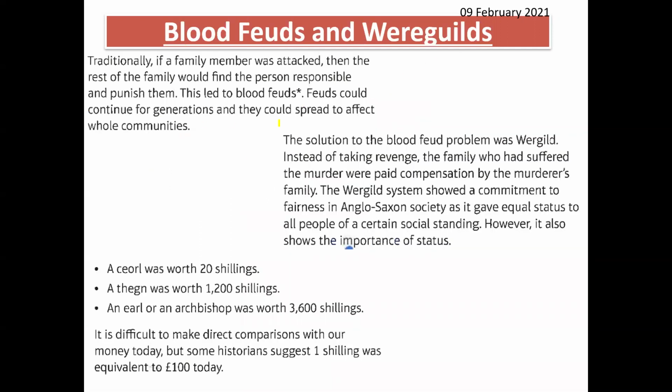So we've got two key ideas here, the blood feud and the Wereguild. So pretty much before or up to Edward's times, we had this concept of the blood feud, and it was plain and simple. If somebody hurt a member of your family or killed a member of your family, you could go to that person or that person's family and kill a member of their family or hurt a member of their family.